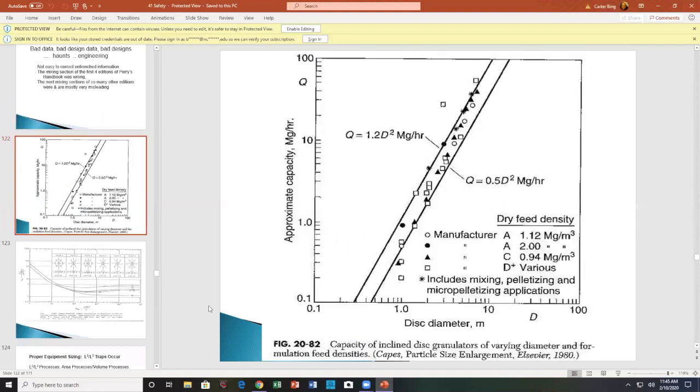Example of bad data, or I don't know if it's bad data. The data is good. It's just what they did with it here. They have a square. They're assuming the slope of this line is a square. By the way, these guys are good. Don't get me wrong. They give you the data. That's remarkable. But it's the curve fit that's bothersome, because to me, it doesn't look like a square. It looks like a cube. I'm sorry.